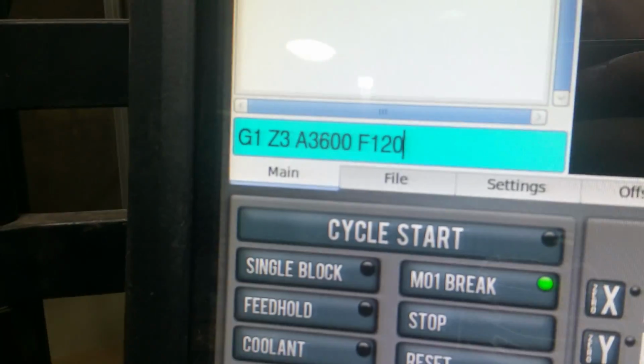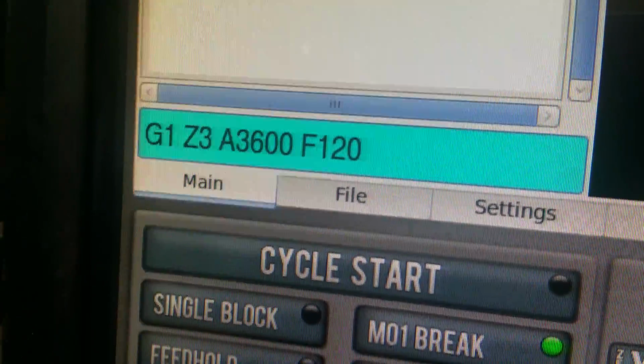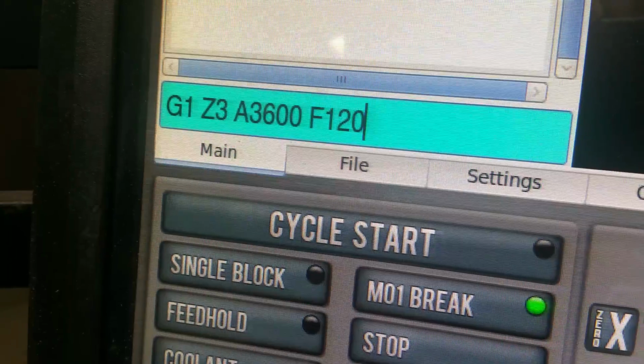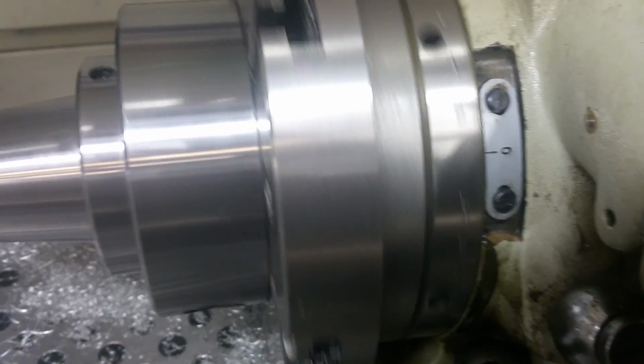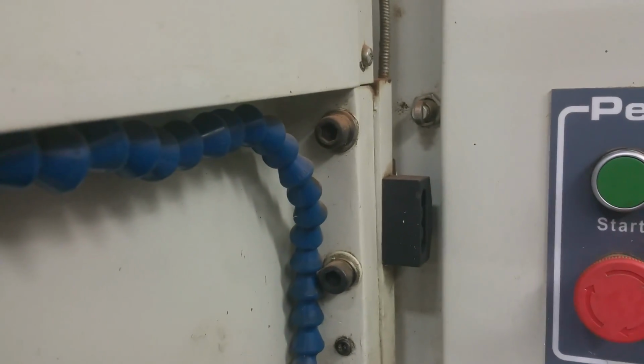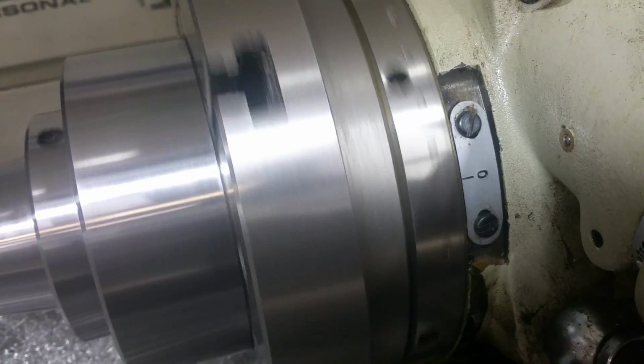Let me do this real quick. We're going to spin the A axis 10 times. It's going to be interpolated with a 1-inch Z move. All right, so we hit enter. As you guys can see, we're spinning, and Z is moving ever so slowly down 1 inch. It's going to go 10 rotations.